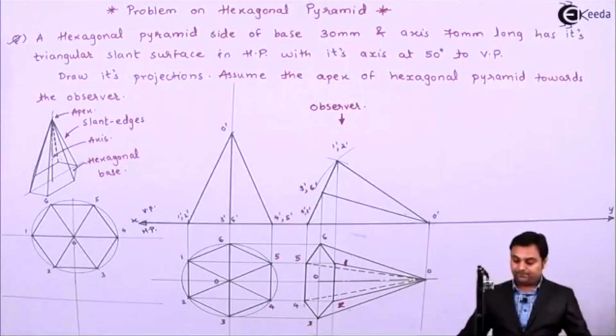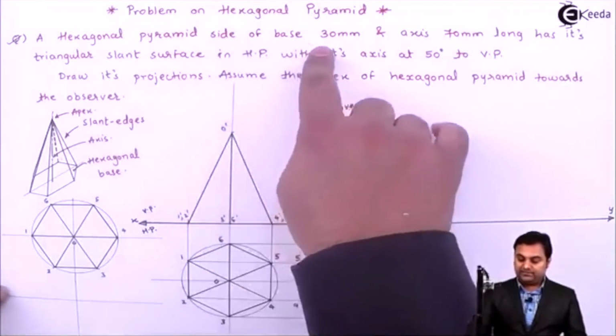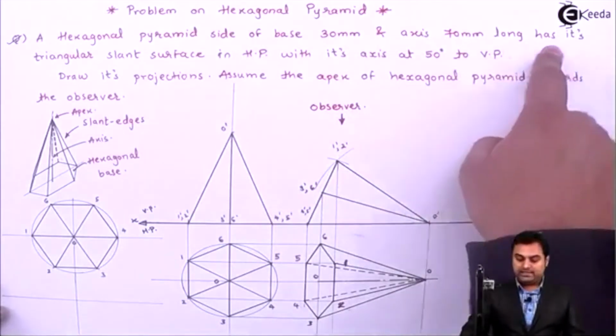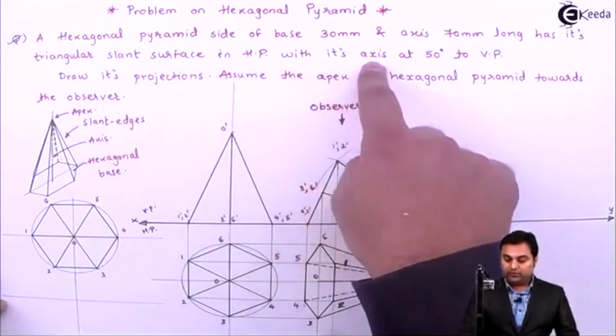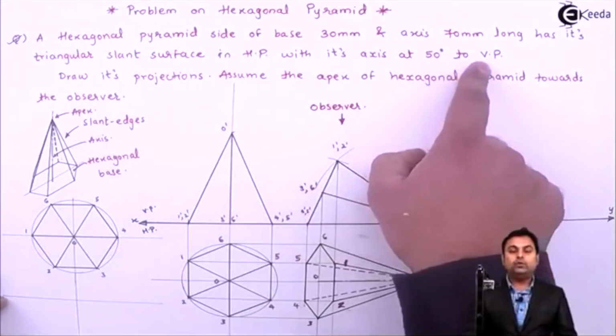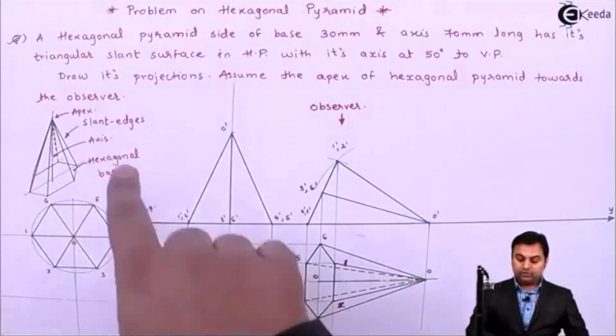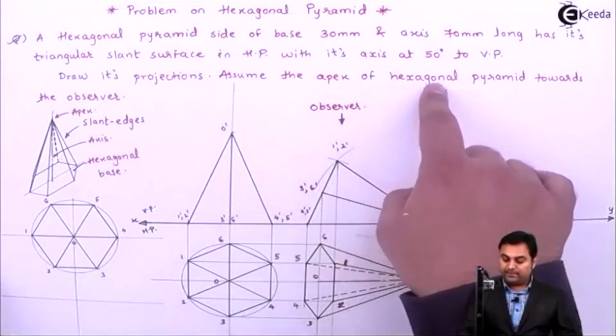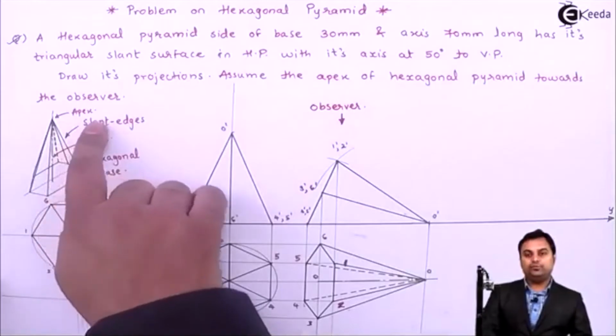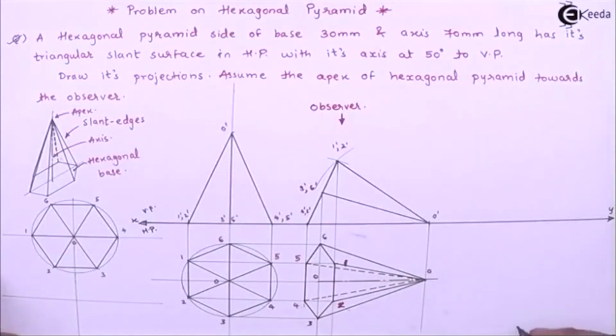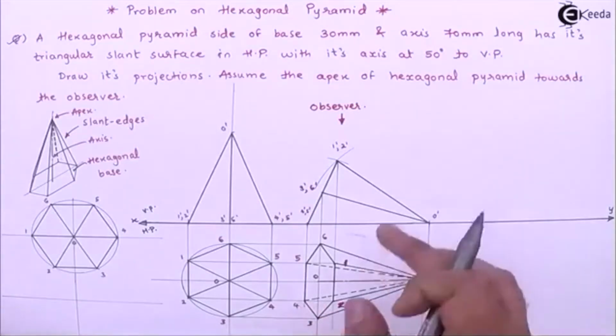The next condition is a hexagonal pyramid, side of base 30 mm and axis 70 mm long, has its triangular slant surface in HP with its axis at 50° to VP. So 50° to VP will be seen in HP, and here the condition is draw its projections, assume the apex of the hexagonal pyramid towards the observer. So in the top view, observer is at this location, and now here we have to tilt the pyramid about its axis at 50°.